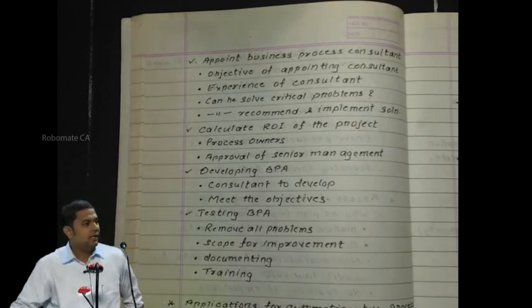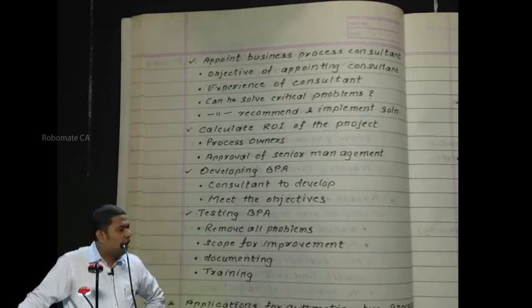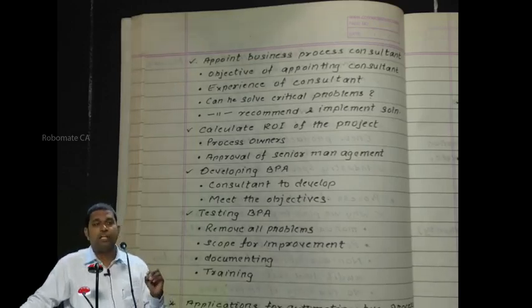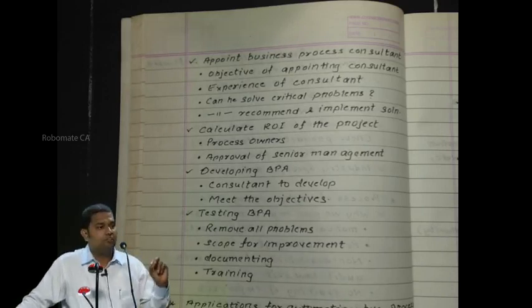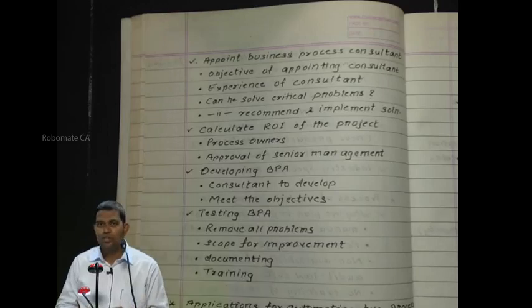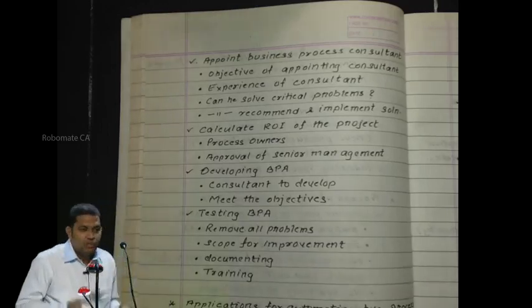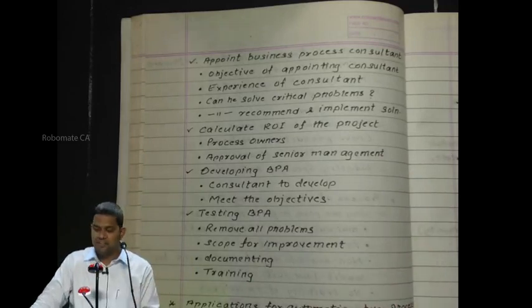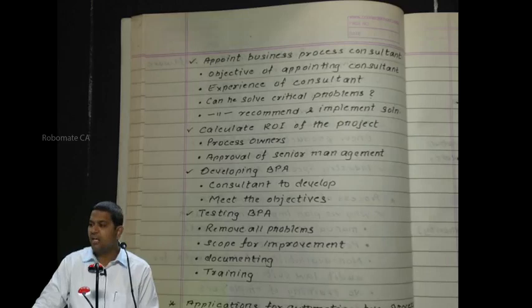Then, this particular process of business process automation, or application, requires IT support. Only an IT expert can do it, so obviously you won't be doing it. So it's your duty to appoint a business process consultant and explain to him what the objective is.